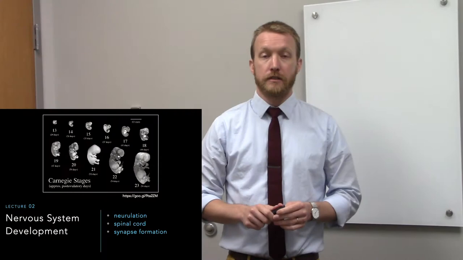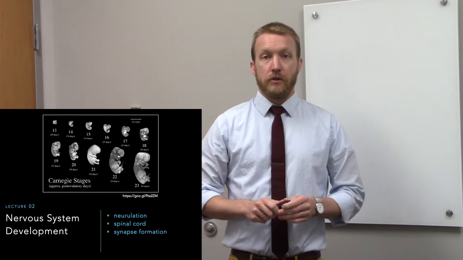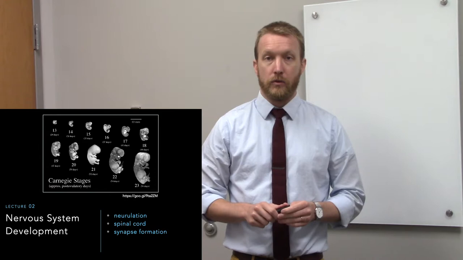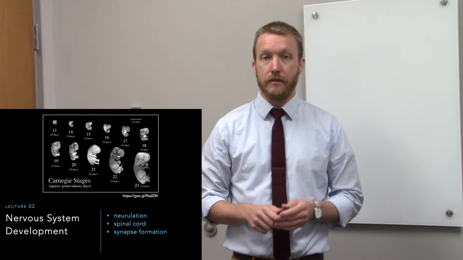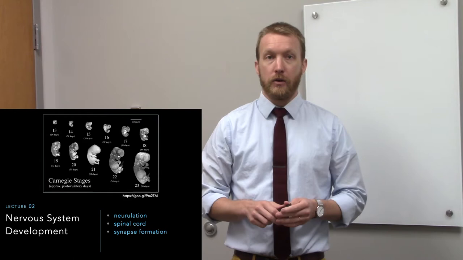In this lecture, we talk about development of the nervous system. We'll start with neurulation. Then we'll cover how neurons are born and generally migrate to the area that they're going to live in. Finally, we'll talk about how synapses form.